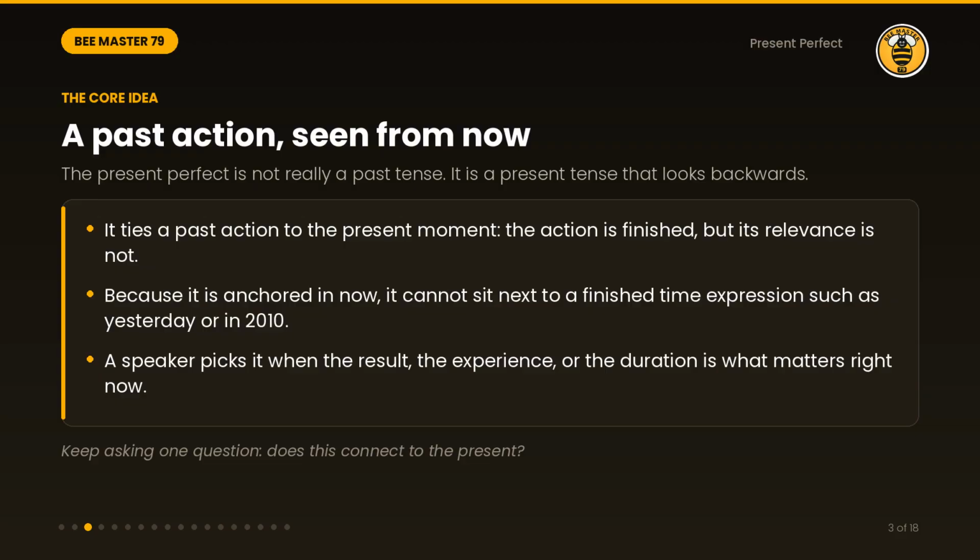And that single idea explains its biggest restriction. Because the tense is anchored in the present, it cannot sit next to a finished time expression such as yesterday or in 2010. Hold on to that. We will use it as a test later.